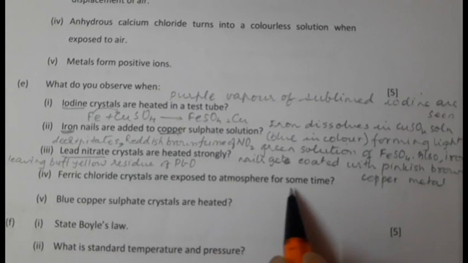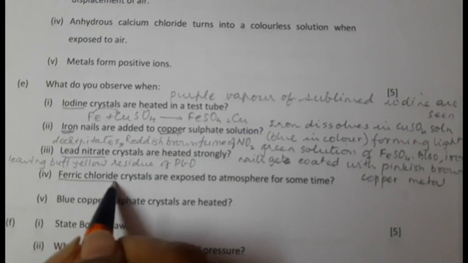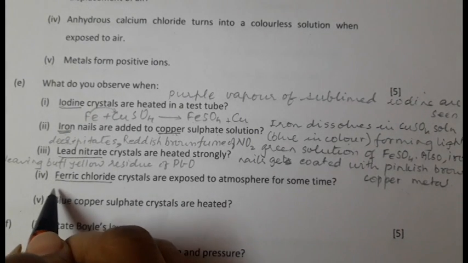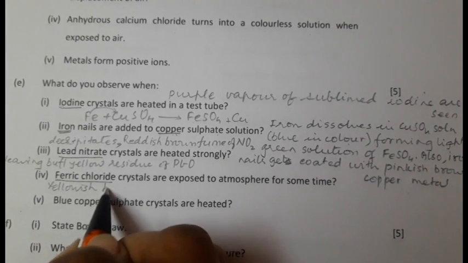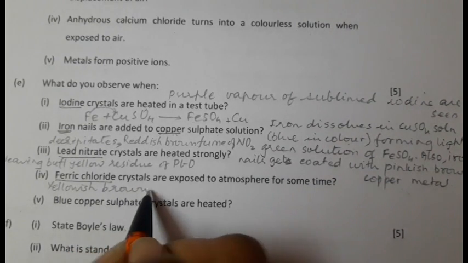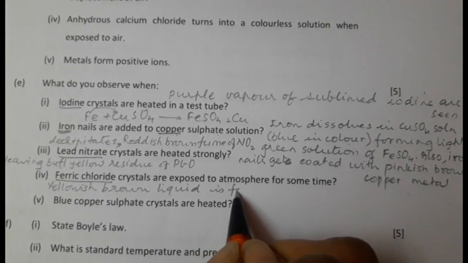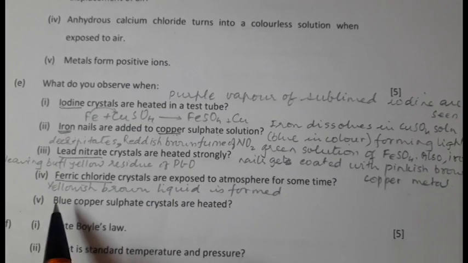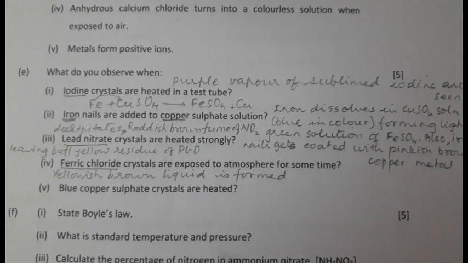Ferric chloride crystals are exposed to atmosphere for some time. Now ferric chloride, we know that it's a deliquescent substance, so it's going to absorb moisture, so you will have yellowish brown liquid is formed. So that is what you will see, because it's a yellowish brown powder and it's going to become deep yellowish brown liquid by absorbing moisture from the atmosphere.